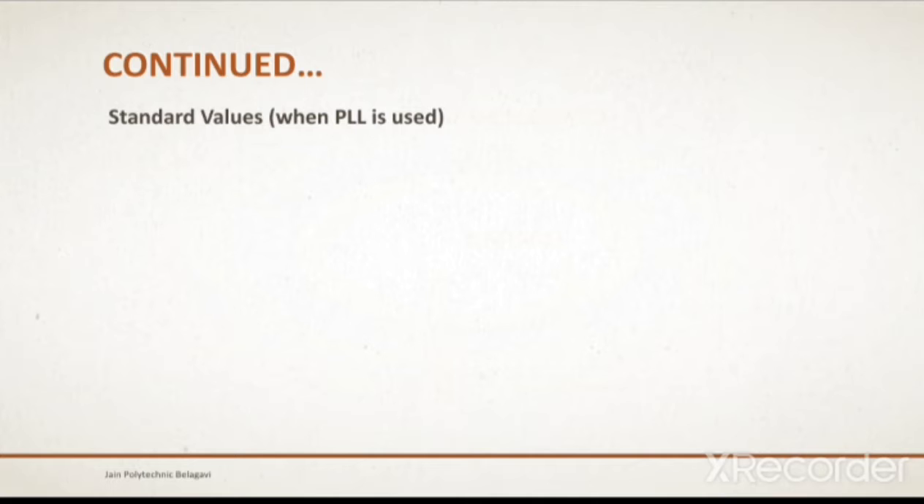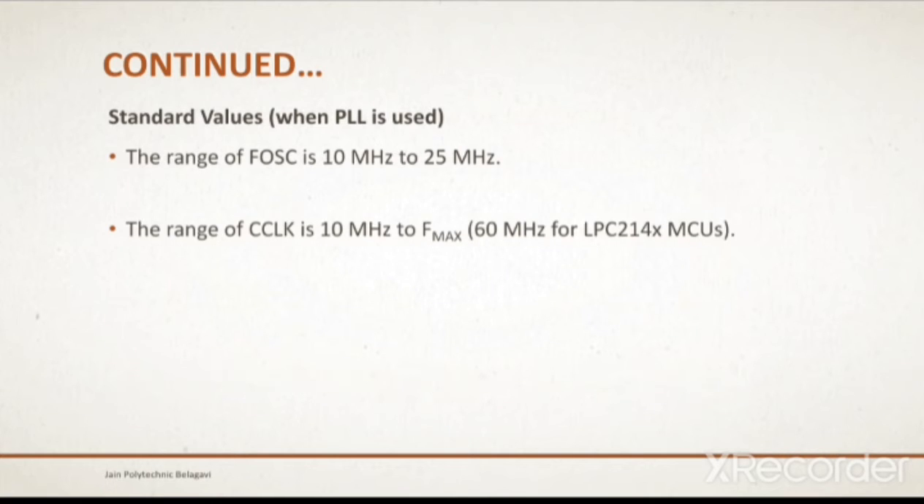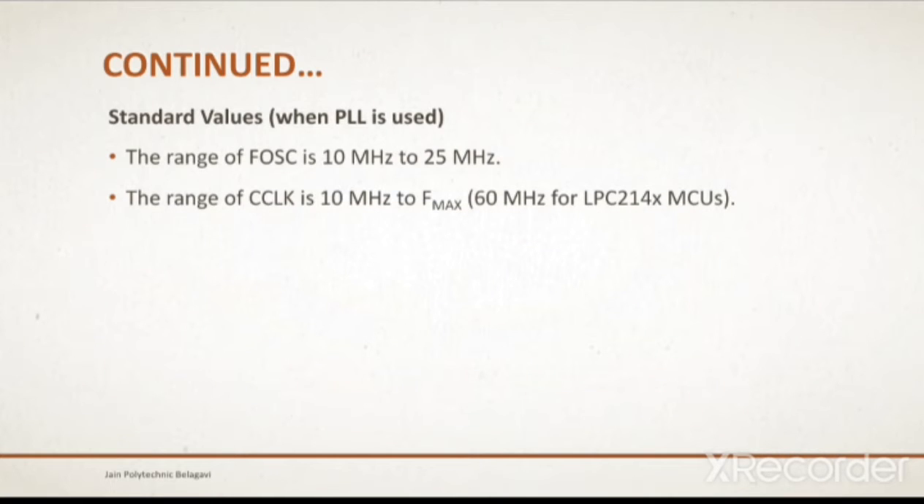Standard values when PLL is used. The range of FOSC is 10 MHz to 25 MHz. The range of CCLK is 10 MHz to a maximum of 60 MHz for LPC214x MCUs. The range of FCCO is 156 MHz to 320 MHz.